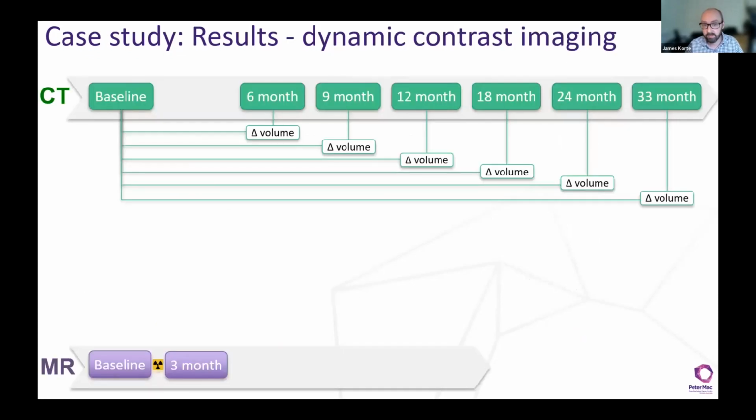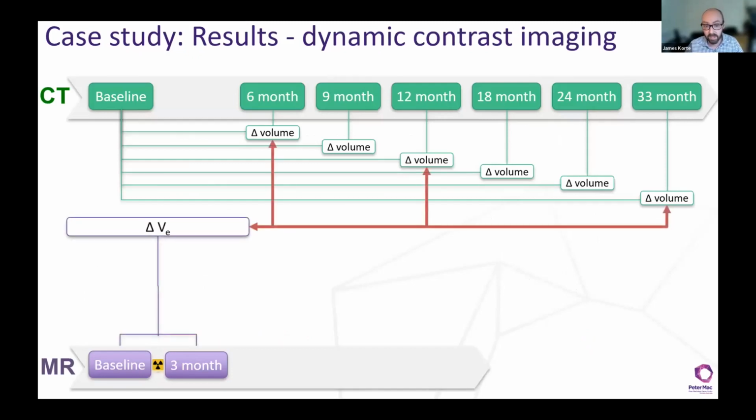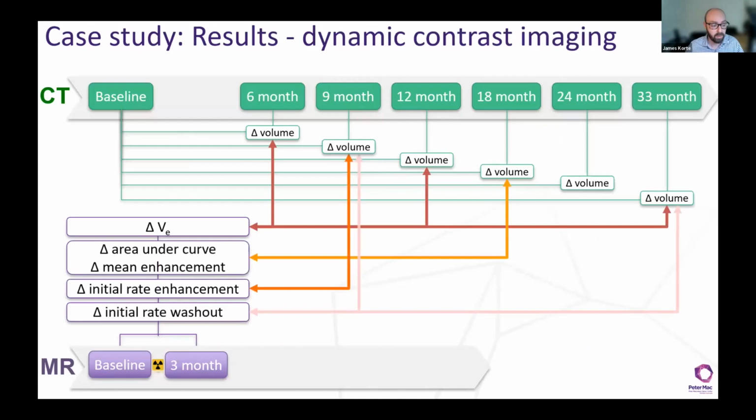So we did find statistically significant correlations for some of the DCE metrics, in particular VE, which comes from the quantitative model. The changes in VE from baseline to the 3-month MRI correlated with CT shape changes at 6 months, 12 months, and even out to 33 months. And from the piecewise linear model, we had a number of different metrics which correlated with those later changes in CT volume at 9 months, 18 months, and 33 months.